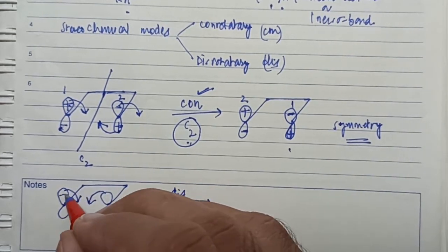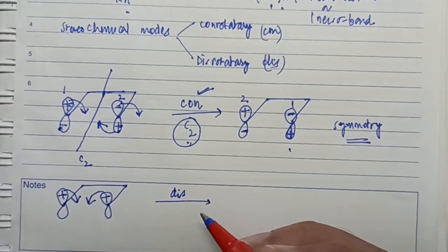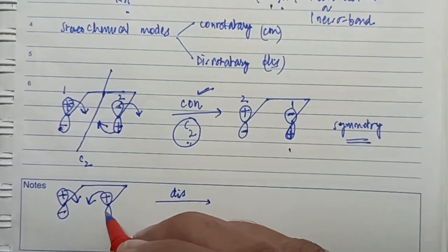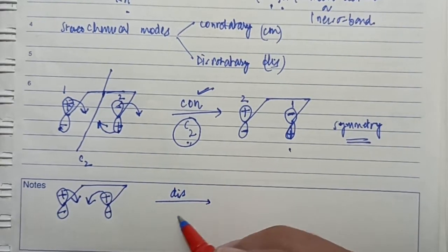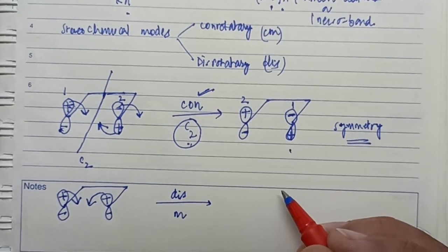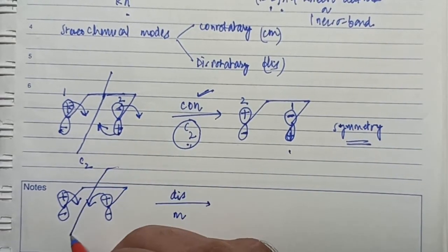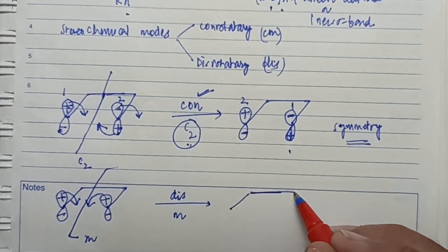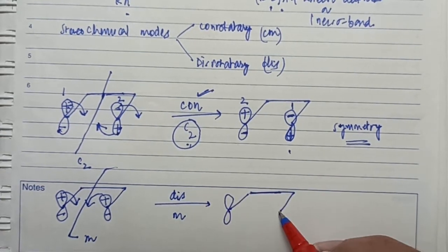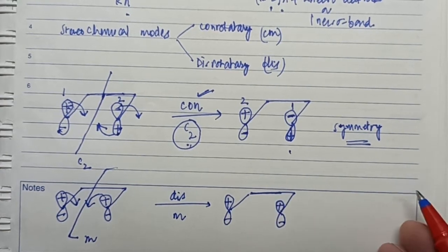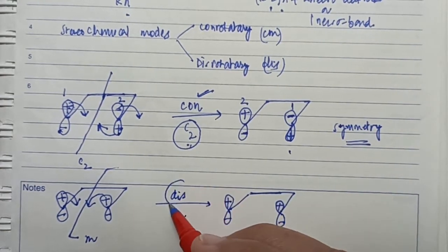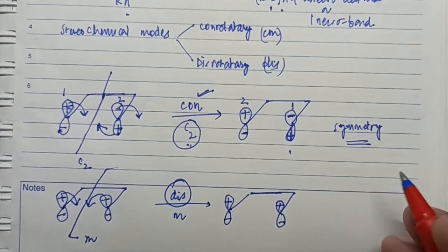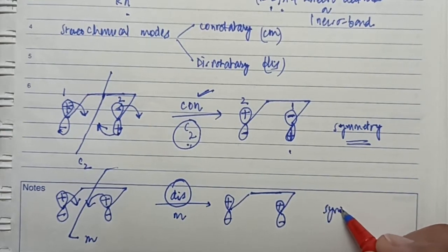If this is, let's say, positive, again this has to be positive in order to have bonding overlap. Now, if I perform a mirror symmetry on this, where do I pass the mirror? Like this. If I pass this mirror plane, then I produce a similar kind of orbital. That means the symmetry is conserved when you use the mirror plane symmetry operation while undergoing a disrotatory ring closure. Therefore, the symmetry is conserved.